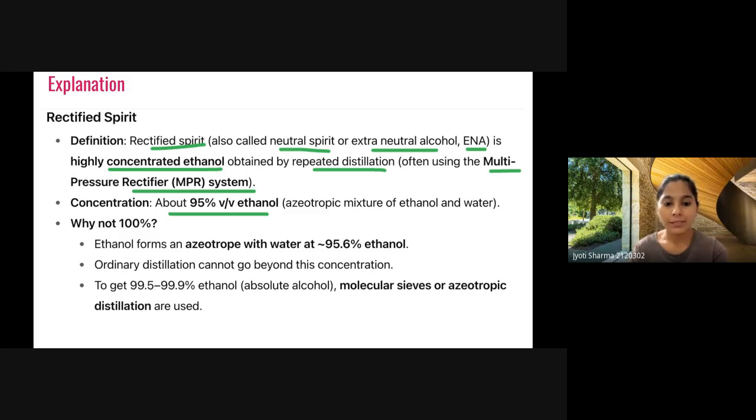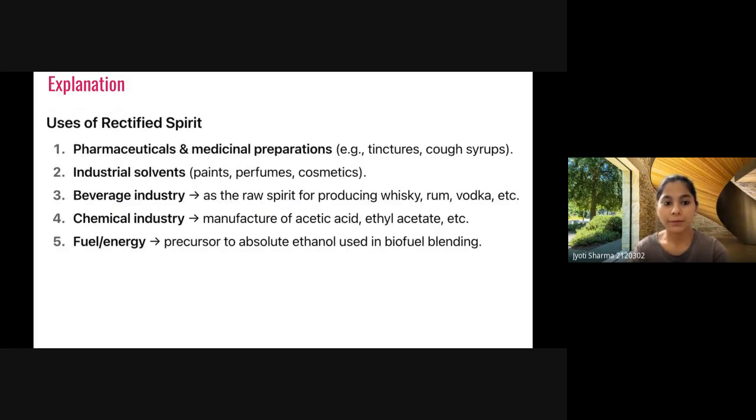Okay, the next is, if we have very highly concentrated alcohol, where can we use this? We can use it in pharmaceutical and medicinal preparations. We can also use it as an industrial solvent, in the beverage industry, in chemicals, and even in the fuel or energy industry we can use this rectified spirit. So rectified spirit is nothing but very highly concentrated alcohol, near 95%, and we can use it for multiple purposes.